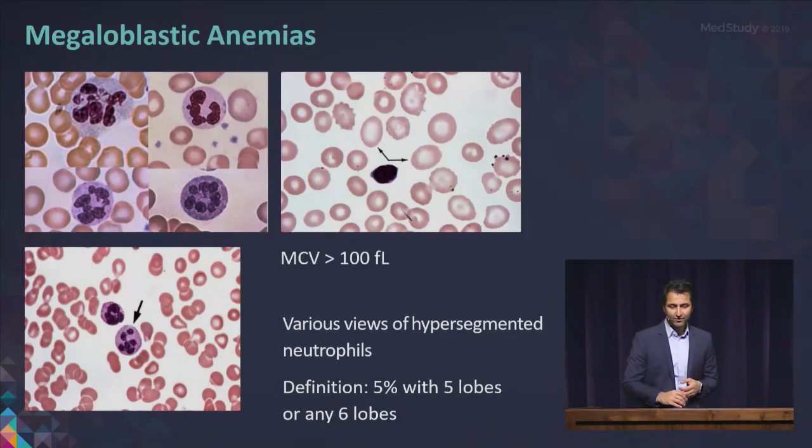And so this is a picture on the upper left of a typical hypersegmented neutrophil. If you look at this one right here, you have, right there, more than 5 lobes, and right there as well. And you can also appreciate that the size of these red cells is much larger. Remember, we talked about this lymphocyte as your control, and look at the size of these red cells. So macrocytic and hypersegmented.